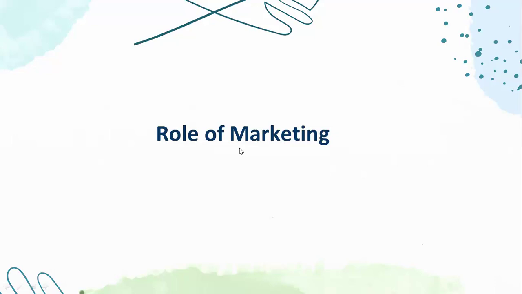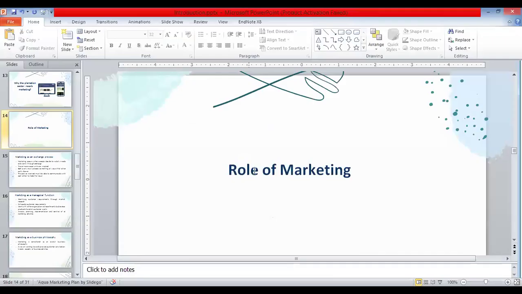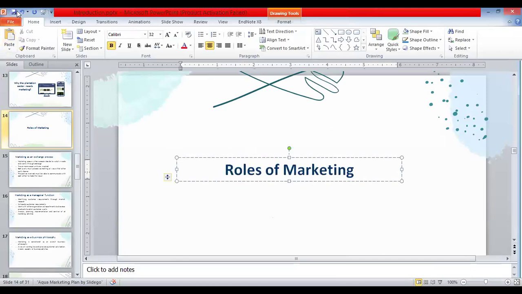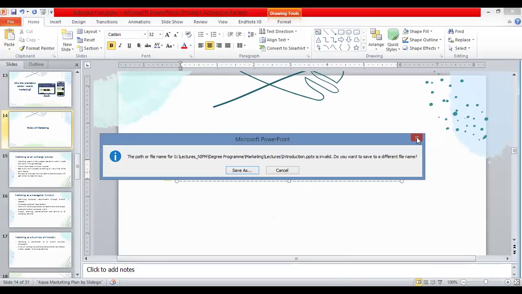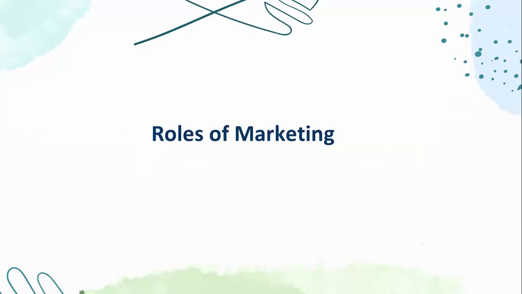So now we are going to discuss the role of marketing. Actually, marketing performs three roles. Now in the exam you may be asked about roles of marketing or needs of marketing. Those are two different things, right? Roles of marketing means what marketing is doing right now, what role marketing performs. And need of marketing means why marketing is required. So don't misinterpret when you write the answers in the examination, right?